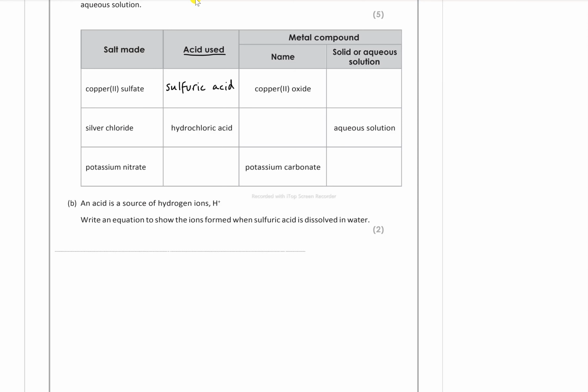Right, can you see that hydrochloric acid gives silver chloride? What do you think that acid will be? Nitric acid. Okay, metal compound, copper oxide. Right, I want silver chloride, so I'll have to use silver nitrate as a compound, potassium carbonate.